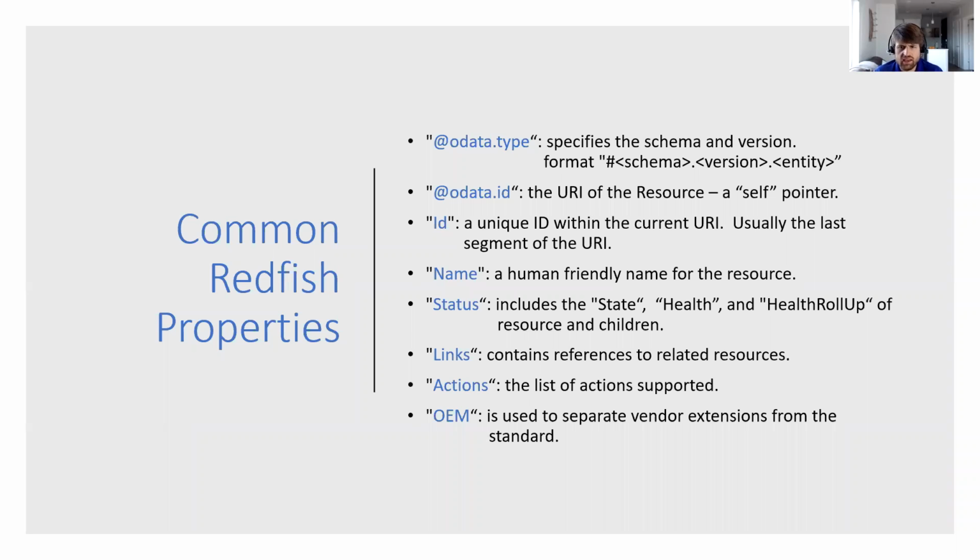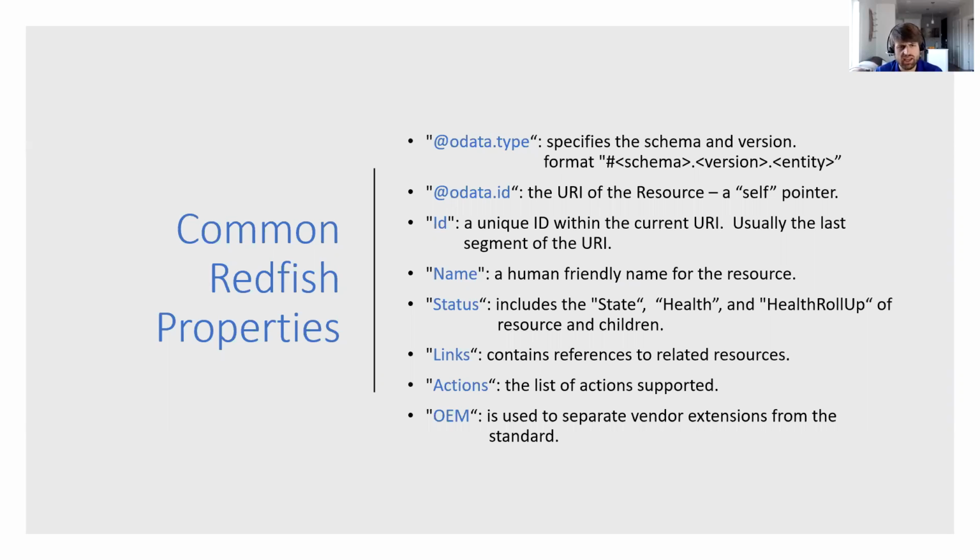Status is a complex of 3 properties. State, which can be like 10 different values, such as disabled, updating. Health and health rollup, which can be one of 3 different values: okay, warning, and critical. Health rollup is of the resource and its children. Health is just of the resource.